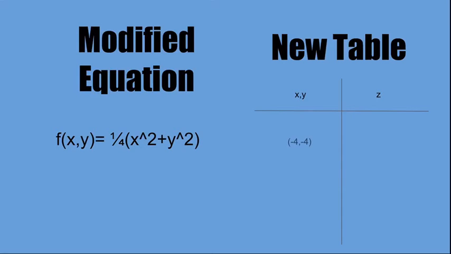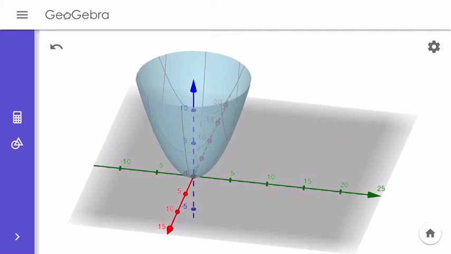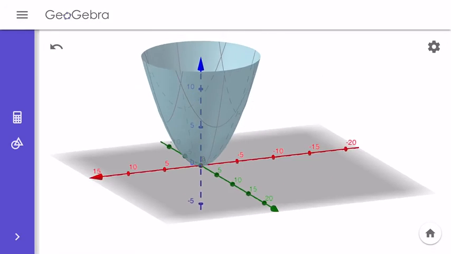For example, plug in negative 4 and negative 4. Negative 4 squared equals 16, then again, negative 4 squared equals 16. Add those together to equal 32. Then multiply by 1/4, and that will get you 8. In the table, it looks like this, and as a coordinate point, it is negative 4, negative 4, 8. Then continue to fill out the table with both positive and negative inputs. Graphing point by point, just like the first equation, then connecting all the points together. You will get a graph that looks like this.